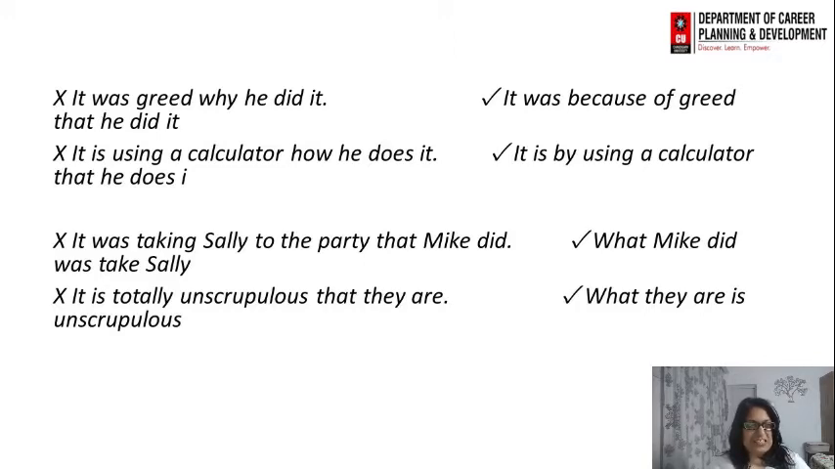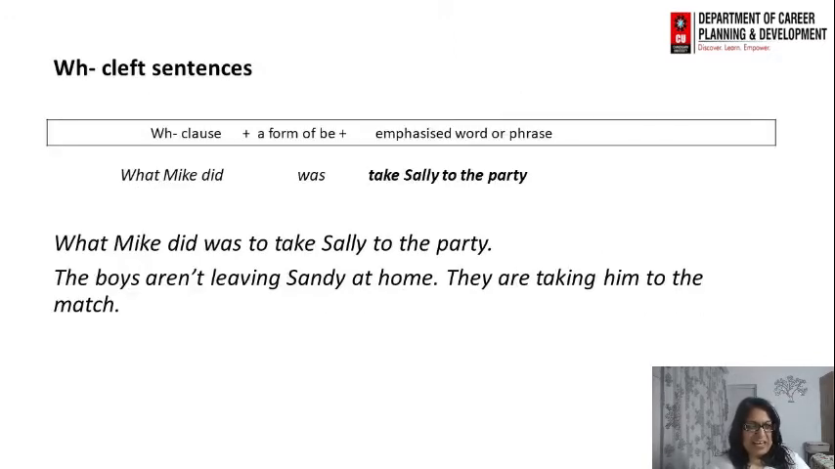Now let's look at WH cleft sentences. We can use the pattern to highlight the action in a sentence. For example, if we want to highlight Mike's action of taking Sally to the party, let's use the same example here. The WH clause plus a form of be plus the emphasized word or phrase. So: what Mike did was take Sally to the party.